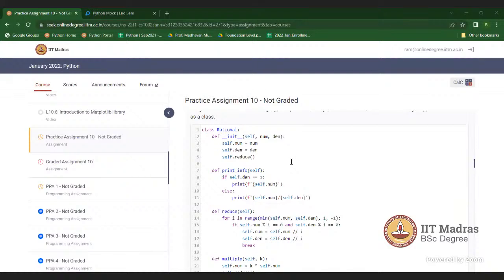It depends. If we have some default values, like in this particular case, define init self comma num equals 1 and den equals 1, then you need not pass all the values. But if you do not have default values, then you definitely need to pass those argument values. You cannot pass only one. You need to pass both.